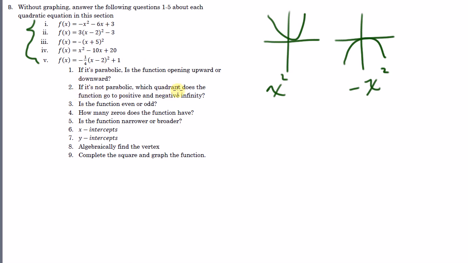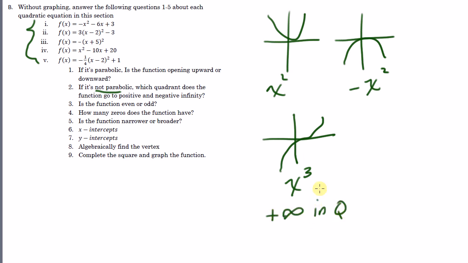And then if it's not parabolic, which quadrant does the function go to positive and negative infinity? Like if the function was x cubed, which is not parabolic, it's going to be an odd function, and these are even functions. For this one, it would be positive infinity in quadrant 1 and negative infinity in quadrant 3.